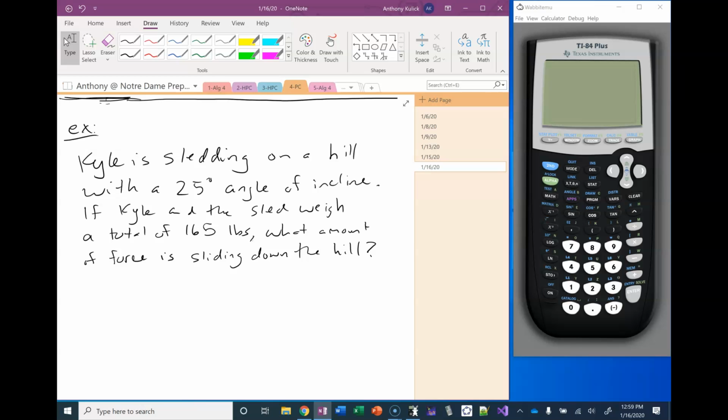So let's work on this, okay? What I'm going to start by doing is sketching a little bit of a picture of the situation. I'm going to draw just my standard XY axis. So here is Kyle sliding down the hill. This is my 25-degree angle here. I'm going to call this vector V.